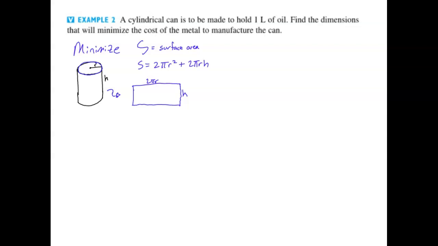So that's great. That's what I want to optimize. But how many variables is it in terms of right now? How many variables do I need it to be in terms of? 1, and then I can do calculus with it, right?